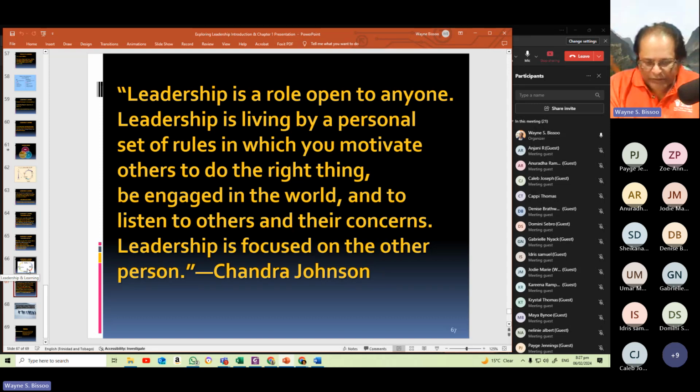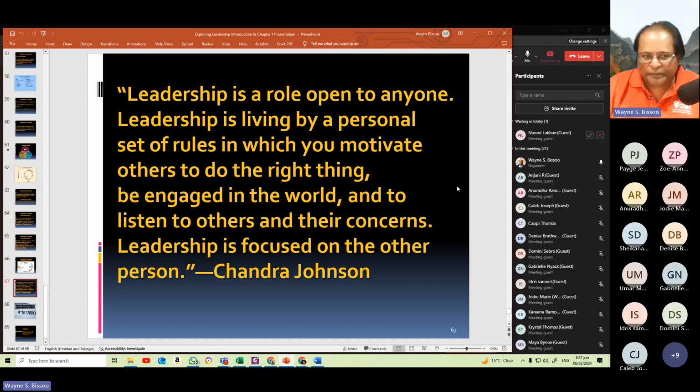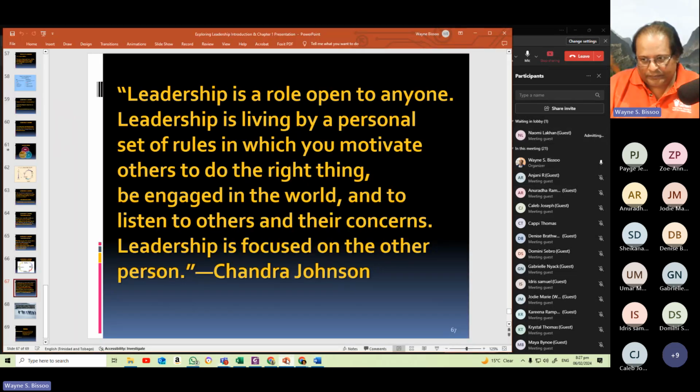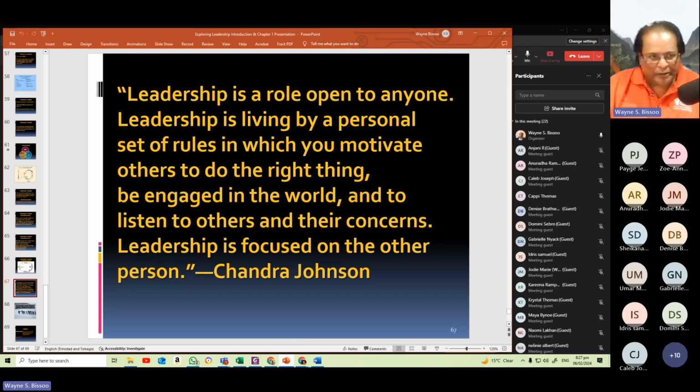All right, so this quotation by a student from the text is really important. Leadership, hold a second. Welcome back, Naomi. So this is the quotation I was talking about. Leadership is a role open to anyone. Leadership is living by a personal set of rules in which you motivate others to do the right thing, be engaged in the world, and to listen to others and their concerns. Leadership is focused on the other person.